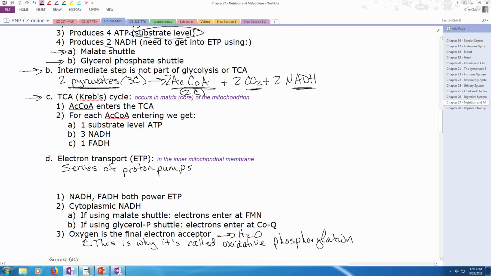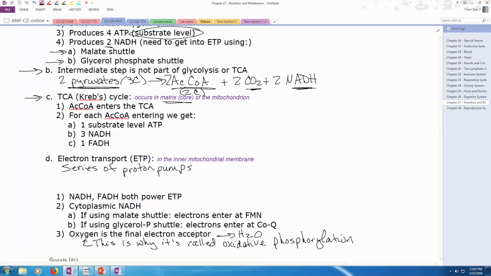Let's move on down to the next process that will occur, the TCA or the Krebs cycle, and that occurs inside the mitochondria in its core, also known as its matrix. An acetyl coenzyme A will enter the TCA. The TCA is a cycle, and it will occur again and again and again as long as you feed it. So as long as you feed it, we'll keep this cycle going. And so the acetyl-CoAs are what we feed into the Krebs cycle or the TCA cycle.